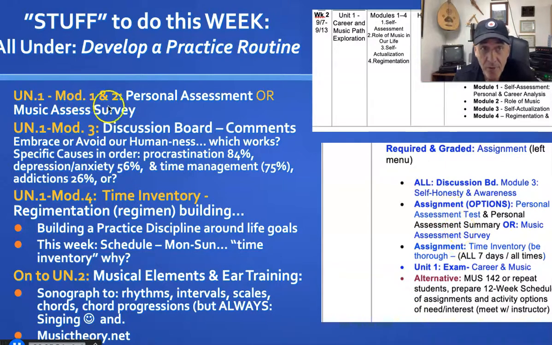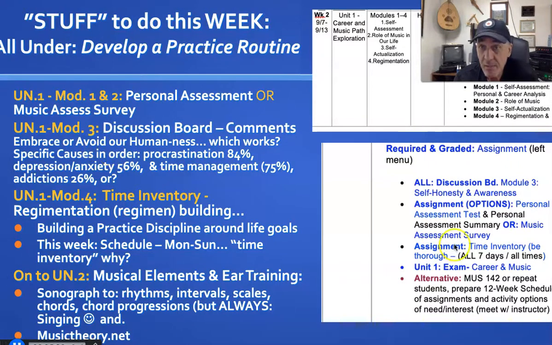So let's go up here. You see Module 1 and 2. You have a personal assessment. If you're not sure about what degree you want to get or what you want to major in or what you want to do with your life, I really urge you to take this personal assessment and then a personal assessment survey. So you do this assessment and then you reflect on it. So there's two components to that. Or you do a music assessment survey, which is in Module 2. So this one's in Module 1, this one's in Module 2.